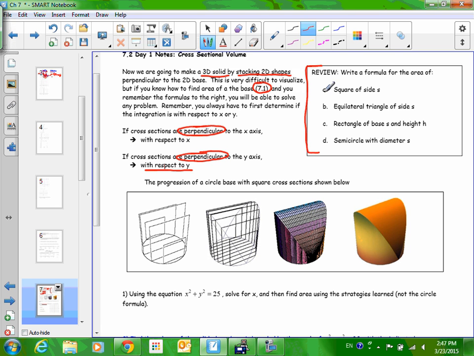Okay? Before I get too into this, I want to go ahead and review these, and then we'll get into what this actually means. Okay, if a square has a side s, what will its area be? S squared.